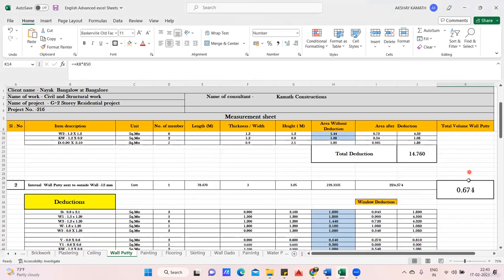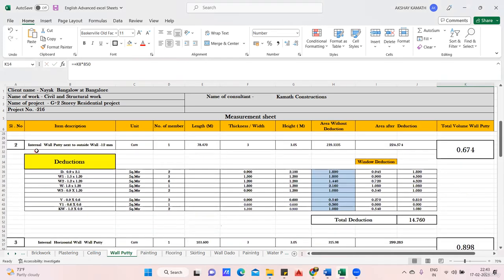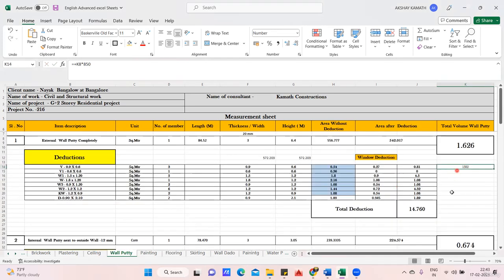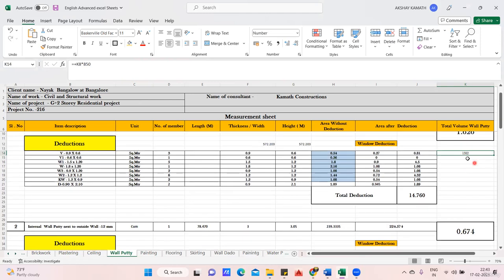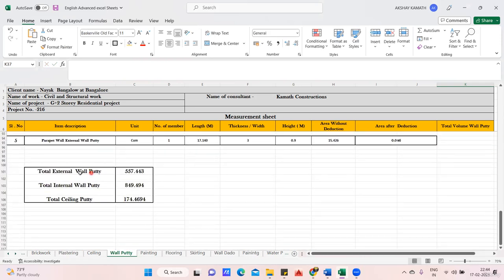So in the same way, here also you have the volume. Try to do this calculation, whatever answer you have got. My answer and your answer may slightly vary, but not an issue. You will get answers very close to this. So here 1382 kg of wall putty is required. Similarly, if I do it here also, it will happen. So what I've done, I've taken the total external wall putty here, total internal wall putty here, and total ceiling putty also here.